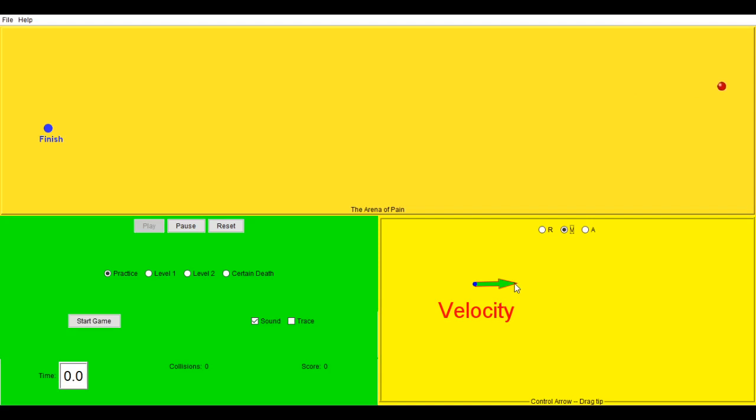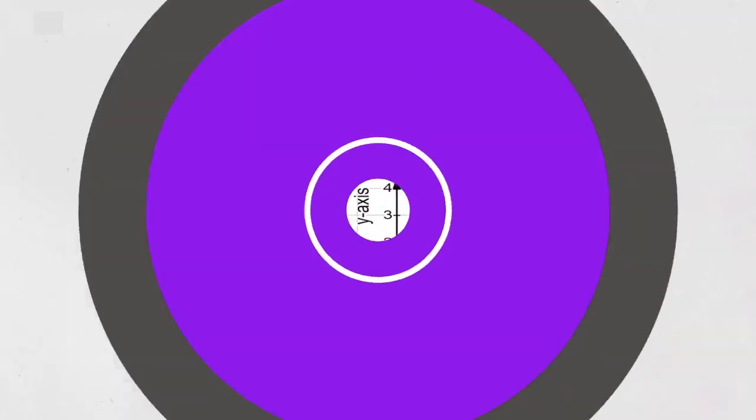What is very important here is that the shorter the arrow, the slower the velocity. The longer the arrow, the faster the velocity. So that's how you describe velocity using the vector arrow that you have right here. Alright, so let's go back to the presentation.